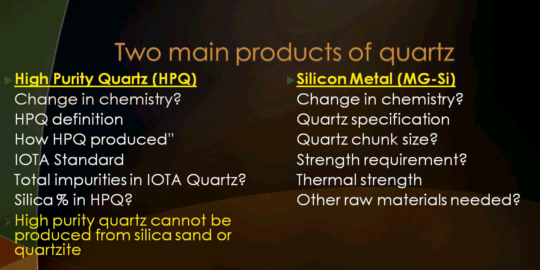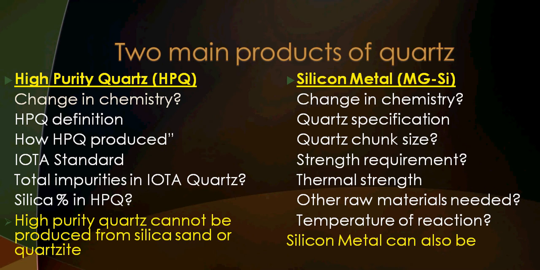Other raw materials needed: yes, to produce silicon metal, we need quartz. In addition, we need a source of carbon. Normally, it is petroleum coke, pet coke. And we need wooden chips. We need some other materials. But the main thing is quartz. The reaction temperature is 2800 degrees. Silicon metal can also be produced from quartzite, but not from silica sand.